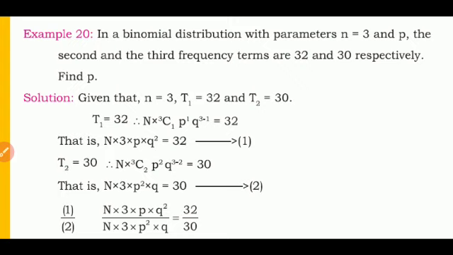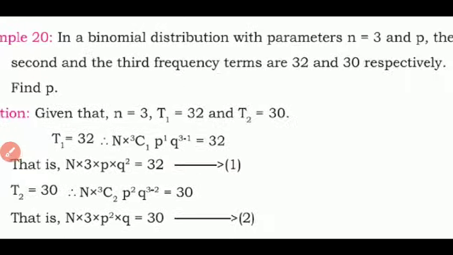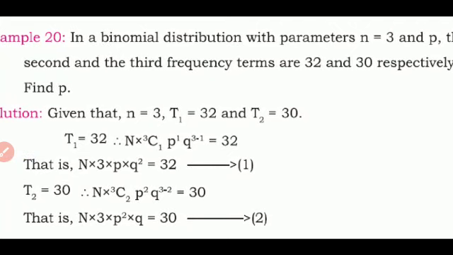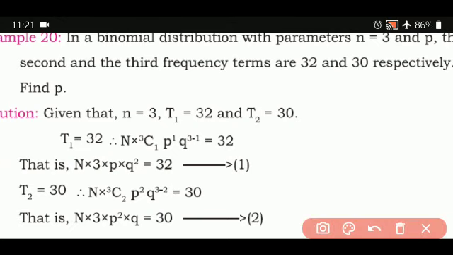In a binomial distribution with parameters n equal to 3 and p, the value of p is not known, it is just written there. The second and the third frequency terms are 32 and 30 respectively. Find p. See what data is given to us. The binomial parameters are n and p. Only the value of n is given, we have to find the value of p, with the data that the second and third frequency terms are 32 and 30 respectively.